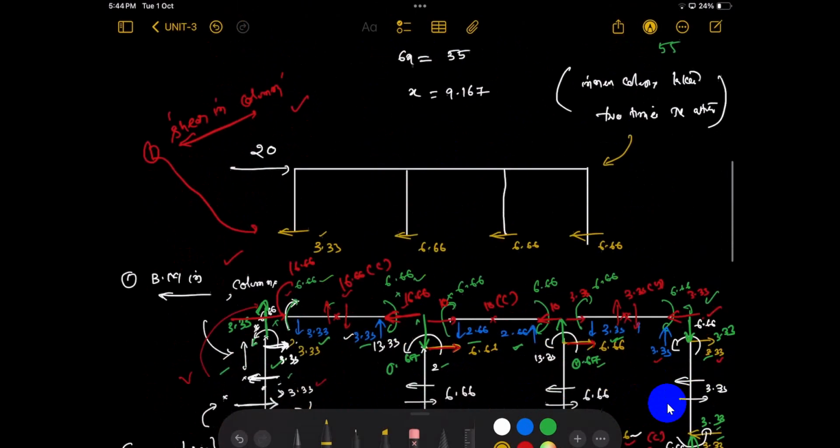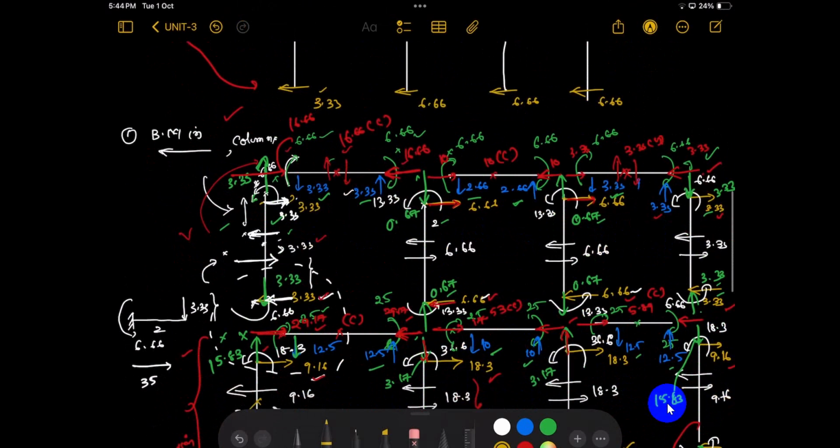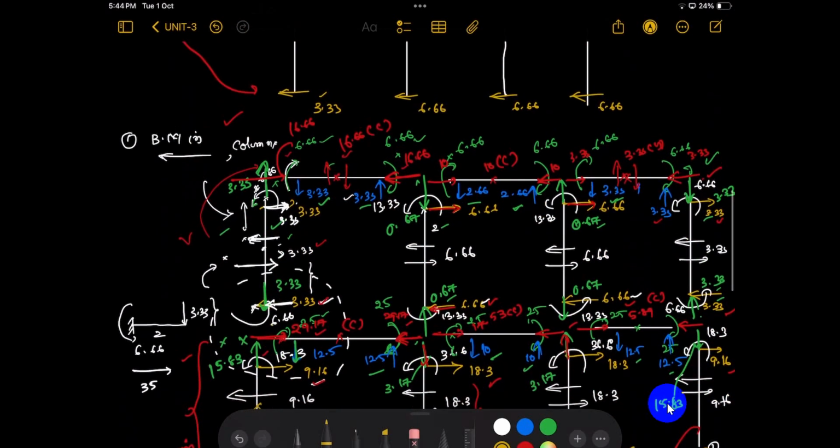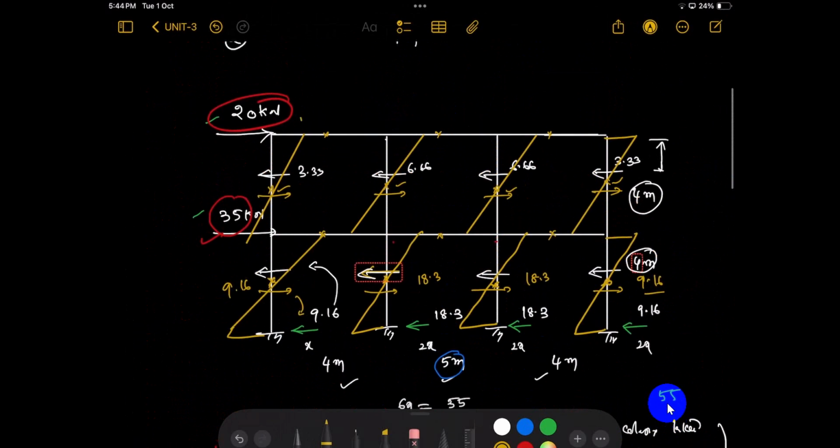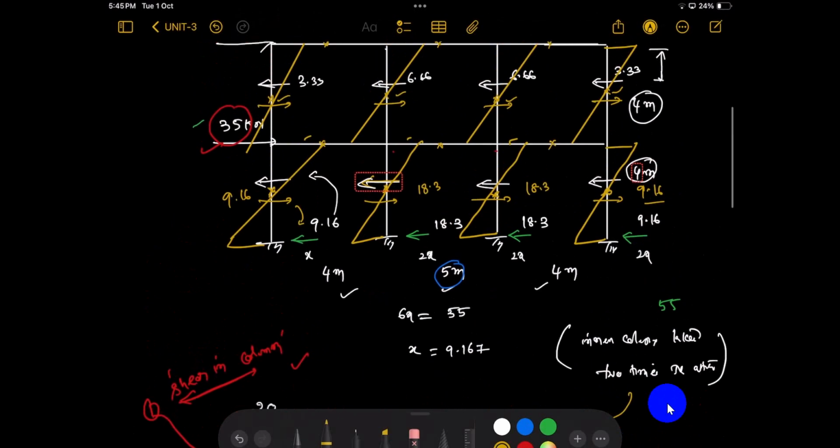So you see the bending moment here. What is the bending moment? 3.33, 6.6. What is the bending moment here? 6.66. So 13.33, 13.33. This is the value, 6.66. This is 13.33, 6.66. Both are in the same direction. That means one is hogging, one is sagging. Here also. The value is different, but the diagram looks like this.